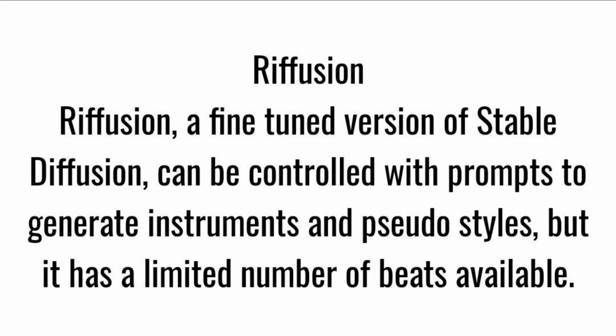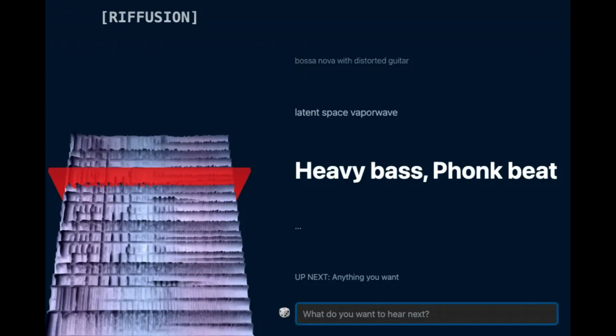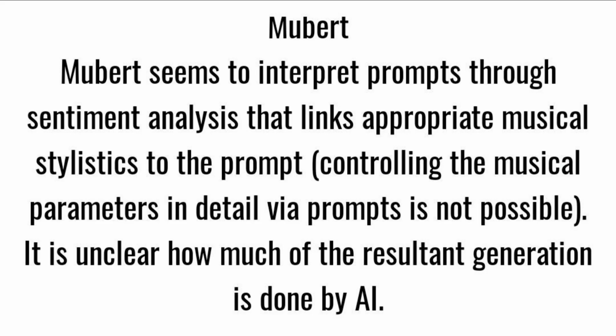Riffusion. Riffusion, a fine-tuned version of Stable Diffusion, can be controlled with prompts to generate instruments and pseudo-styles, but it has a limited number of beats available. Mubert. Mubert seems to interpret prompts through sentiment analysis that links appropriate musical stylistics to the prompt. Controlling the musical parameters in detail via prompts is not possible. It is unclear how much of the resultant generation is done by AI.